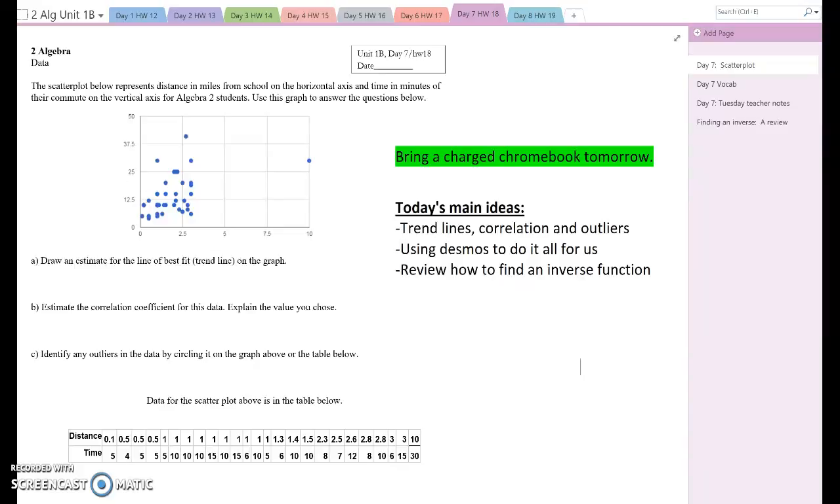Here we go. So you're looking at a scatter plot here, and it's using the commute times that you guys entered from your survey last week. So you can see here on this axis, this is how far away you are from school, and then this is how long it takes you to get to school. So go ahead and draw your own estimate for the line of best fit. So you put something on the graph that looks like a line of best fit, and don't forget this outlier.